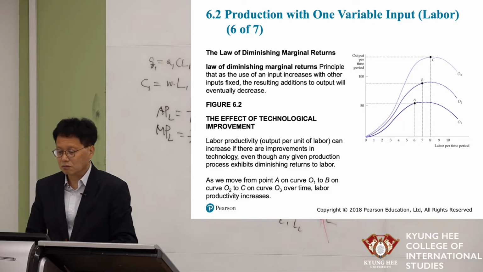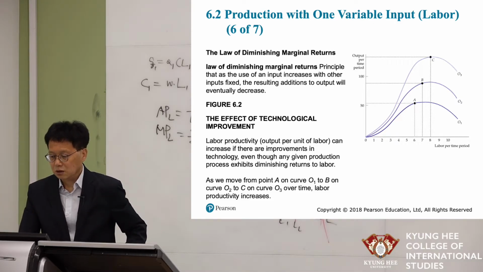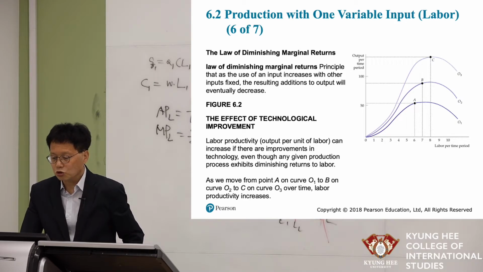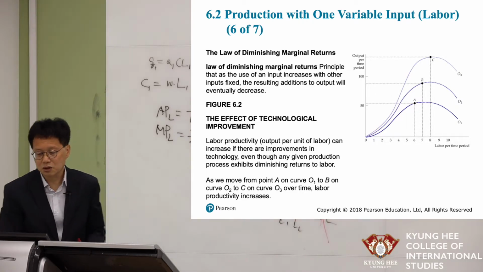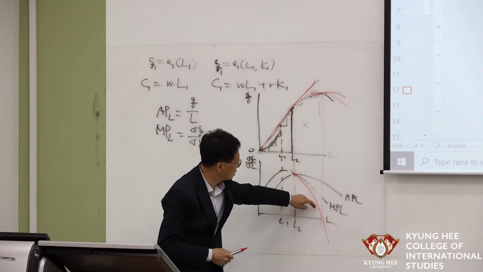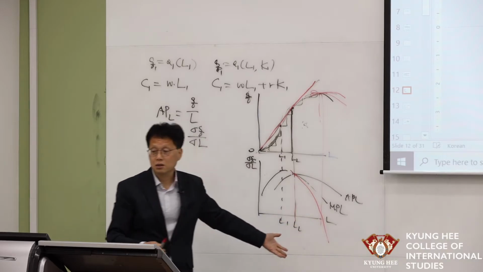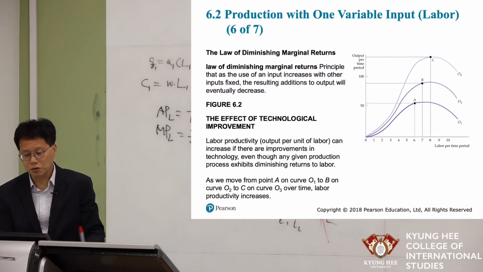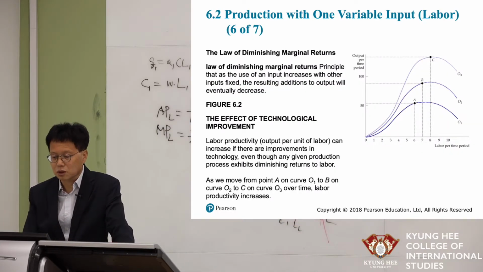Law of diminishing marginal returns. The principle that as the use of an input increases with other inputs fixed, the resulting additions to output will eventually decrease. That is the law of diminishing marginal product of labor, right? Marginal product of labor decreases and decreases as labor input increases. You already studied this in chapter 18 of Mankiw's Introduction to Economics.